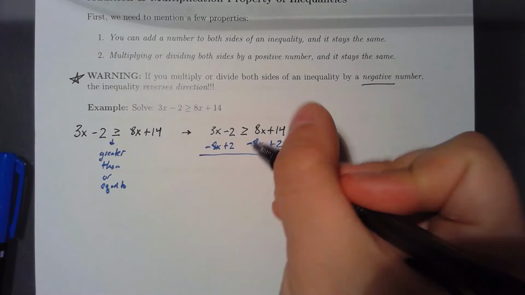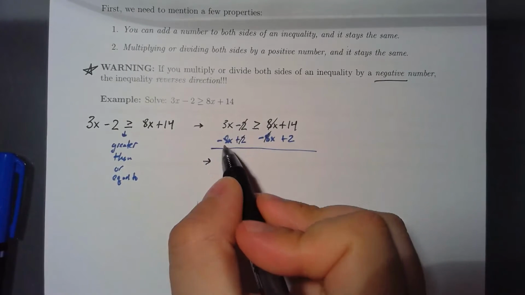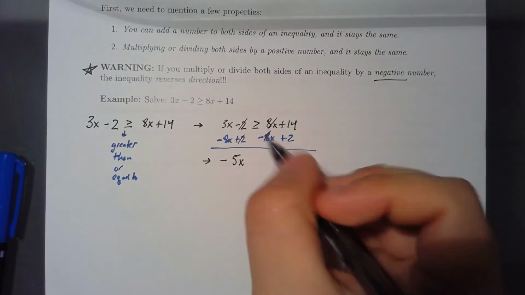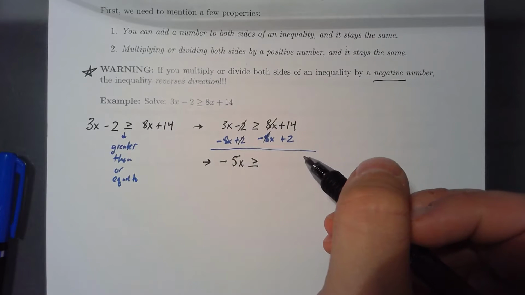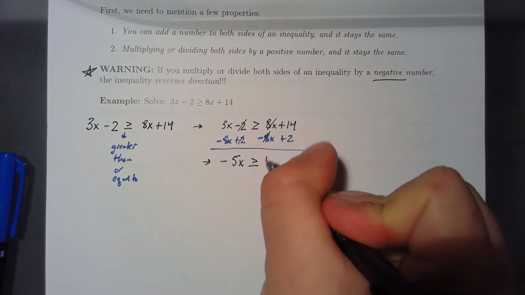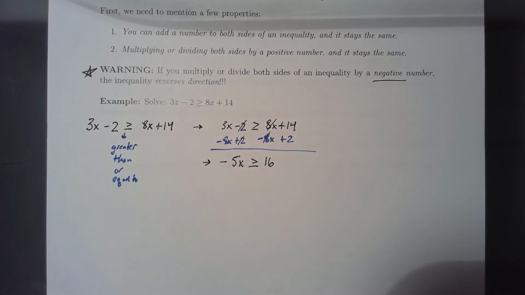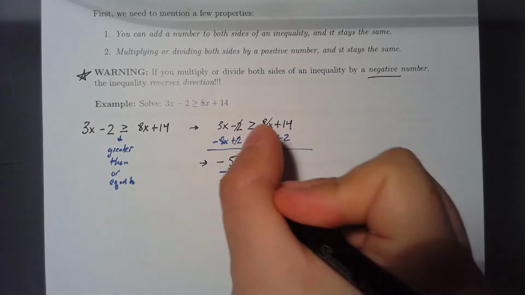So when I do that, the 8x's cancel, the 2's cancel. So 3x minus 8x is minus 5x, which is greater than or equal to 14 plus 2, which is 16. So now, if I want to get x, I just divide both sides by negative 5. The negative 5's cancel.